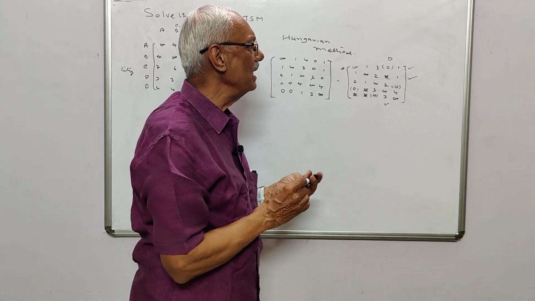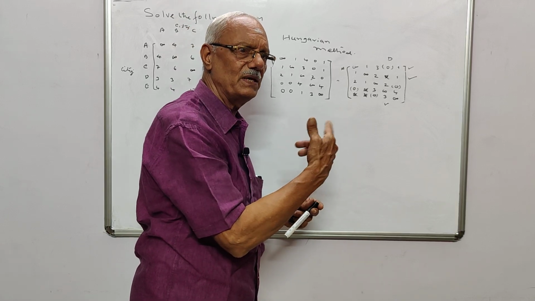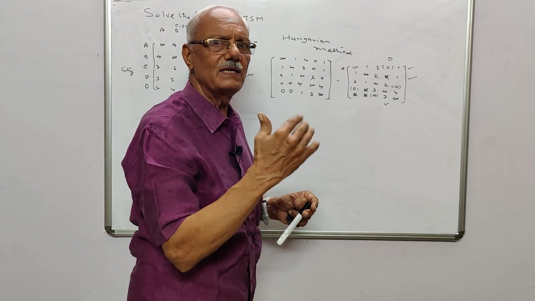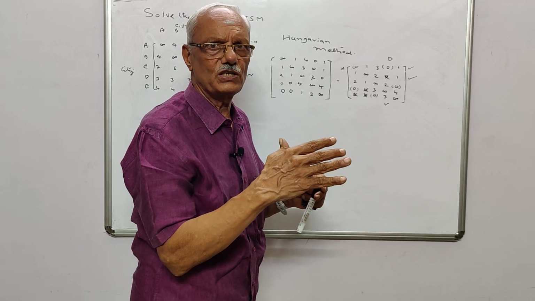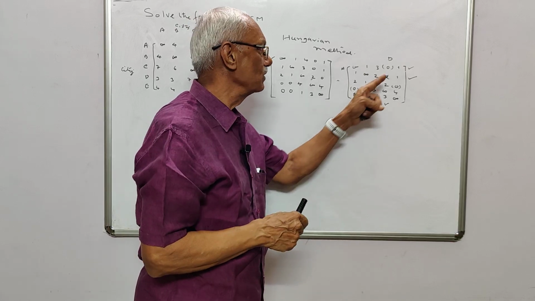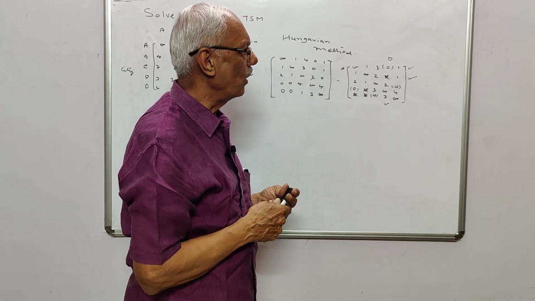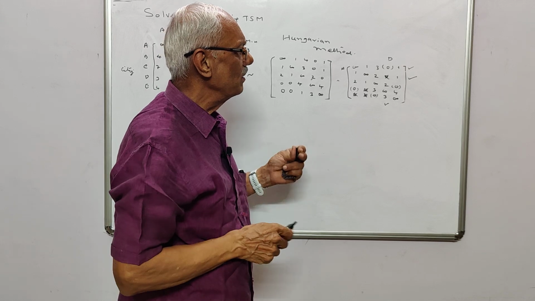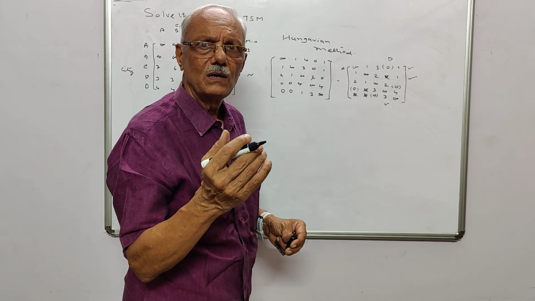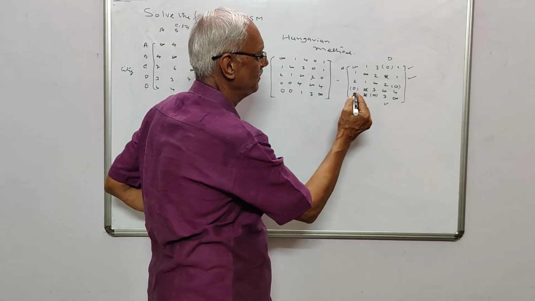This has to be repeated. You have to repeat this process, ticking the row, column, row, everything, until it stops at one stage. Can you understand? Further cannot be extended. Till then you have to do this. So this is what I have done here. Now, after that, draw straight lines on the unticked rows and ticked columns. So what does it mean?